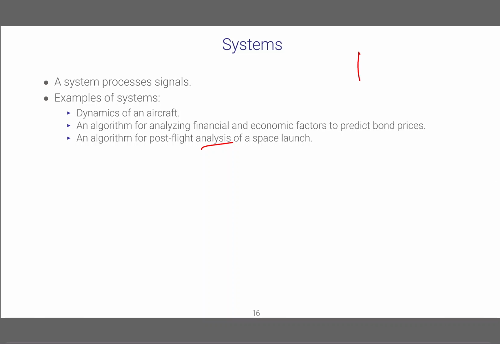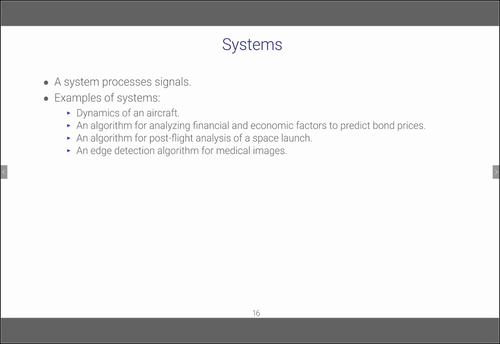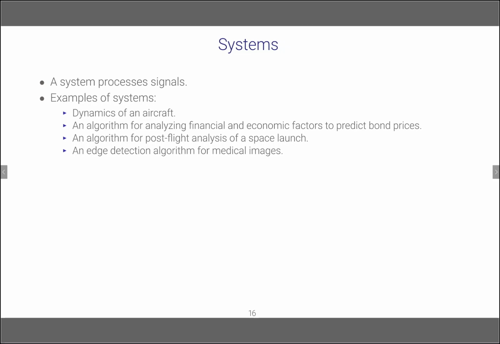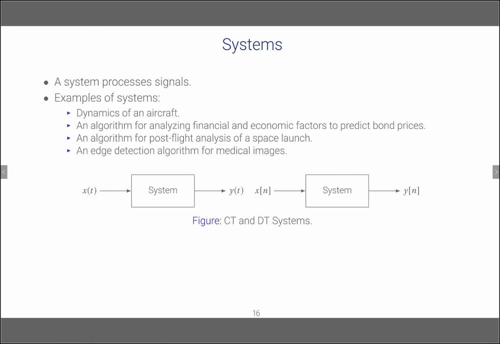Simple systems, like we considered amplifiers as simple systems. And electrical circuit. So all these are examples of systems. An edge detection algorithm for medical images. So those are also systems. Even if you take an algorithm, that is a system. So there are two types of systems corresponding to the continuous time signals and discrete time signals.